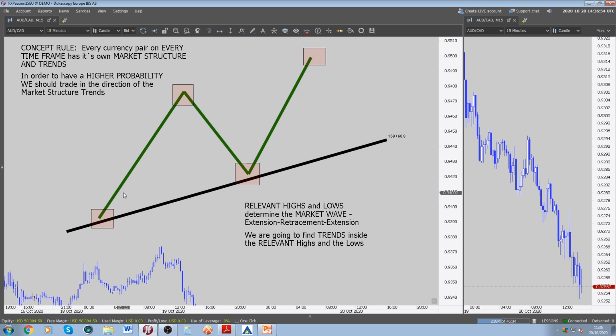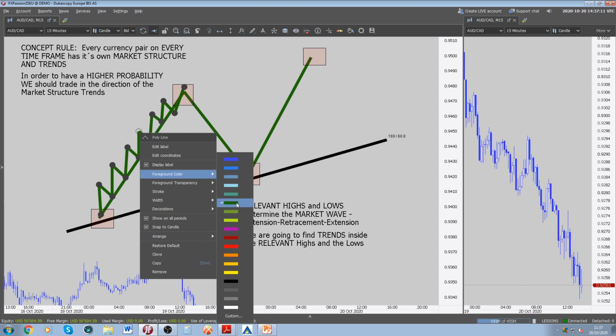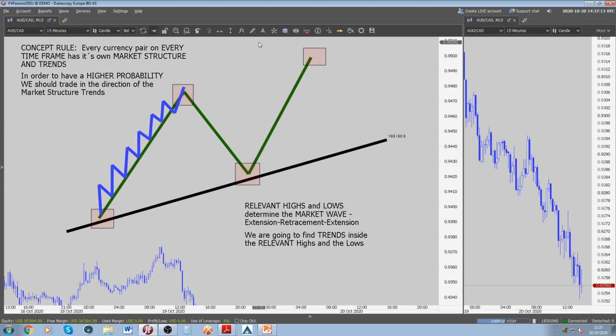So when the market goes from the low to the high, what is the market going to do? The market is going to make higher highs and higher lows. Make sense? Then when the market is going to retrace, it's not going to make any more higher highs, higher lows, but it's going to make what? Lower lows and lower highs, right?